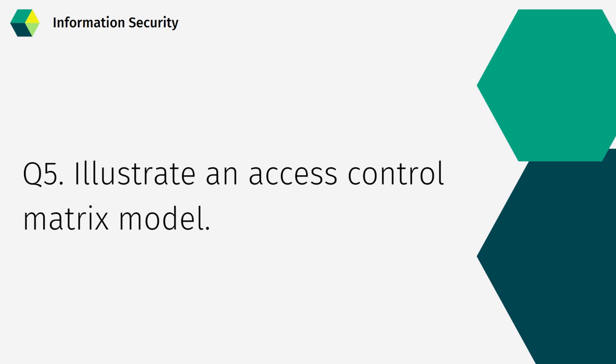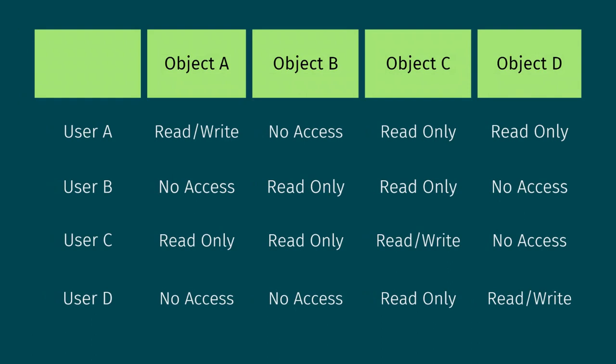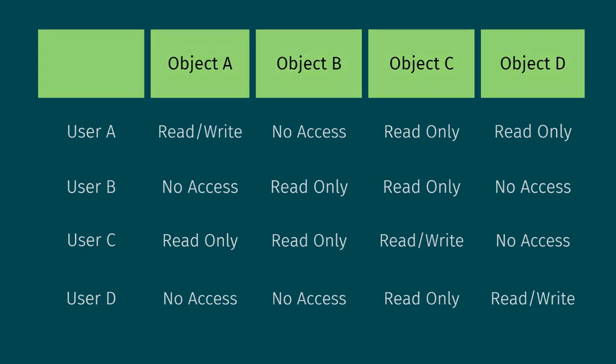Question 5. Illustrate an access control matrix model. This is an access control matrix model where there are different users A, B, C, and D, and different objects A, B, C, and D. Each user has different access to different objects, which are shown here in the matrix model.